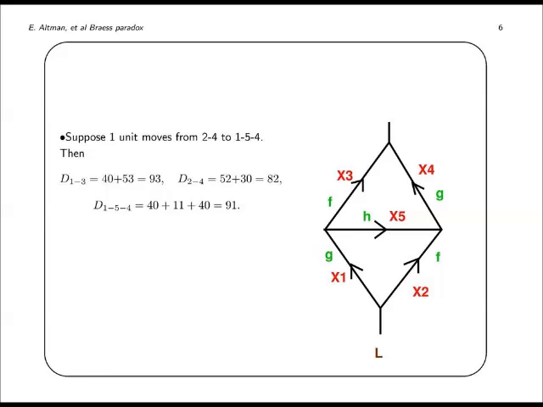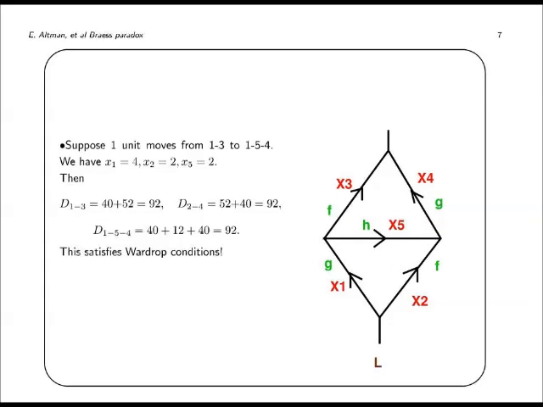After this change, we still have the largest cost for the left path, 1,3. So we assume also that one unit moves from 1,3 to 1,5,4, and at this point we get that x1 equals 4, and so is x4, x2 and x3 are 2, and x5 is 2 as well. So now if we compute the new delays, they are all equal to 92. So this is a Wardrop equilibrium because it indeed satisfies the definition that all those paths that are used, which are now all three of them, have the same cost.